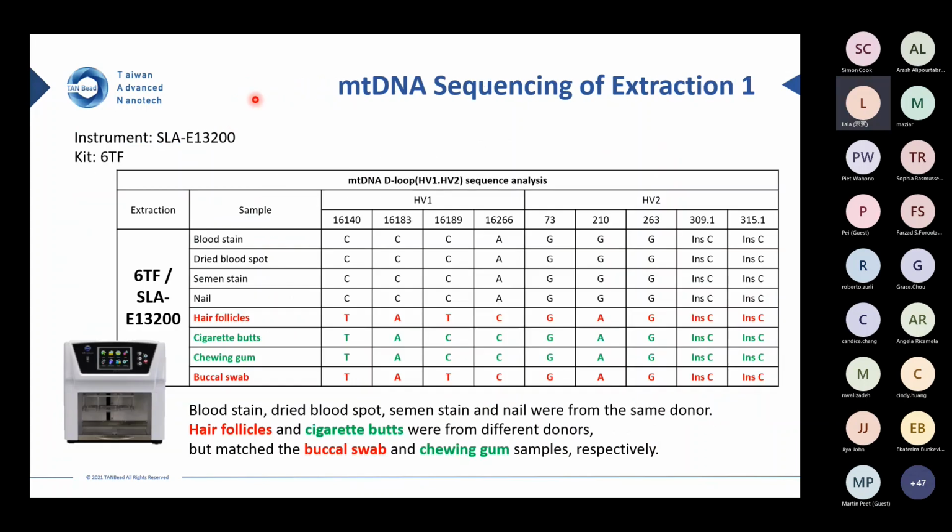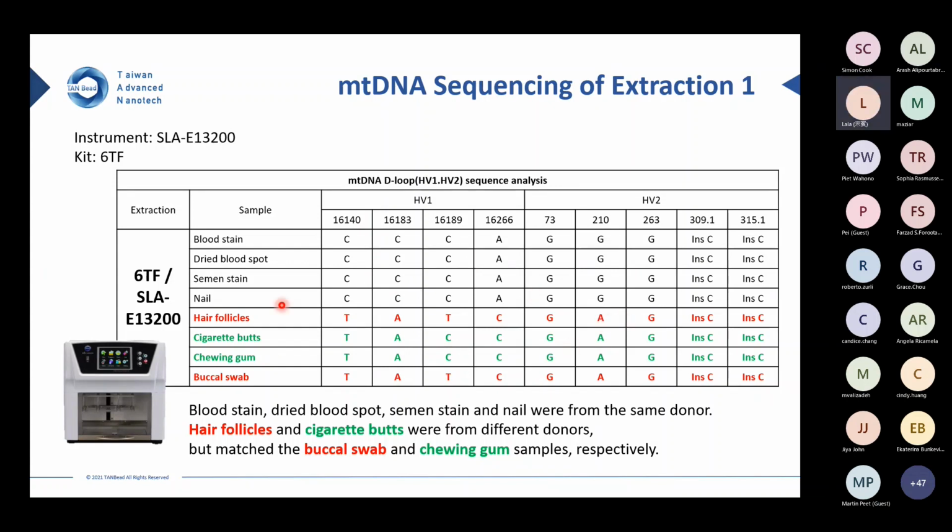Now, in our case, we're going to sequence this mitochondrial DNA and compare the sequences between the samples. So we have 8 samples, and we sequence the HV1 and HV2 of the mitochondrial DNA from each of the samples. The original sequence would be a lot longer, but in this table we only include the certain spots where they differ from one another.